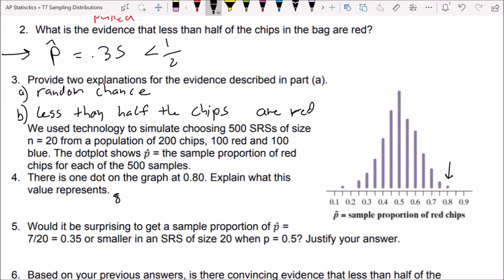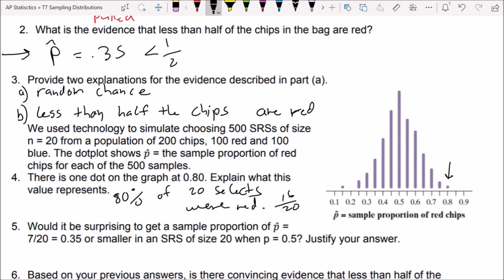That means that 80% of the 20 selected chips were red. That's what that means. And in this case, 80% would be 16 out of 20. So in the most extreme case on that side, because it's a simulation, assuming that half the chips are red, it is reasonable that you could possibly pull 16 that are red.